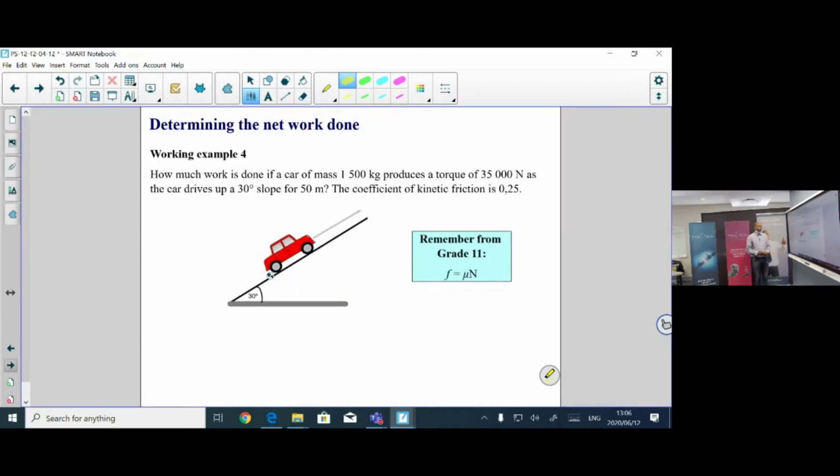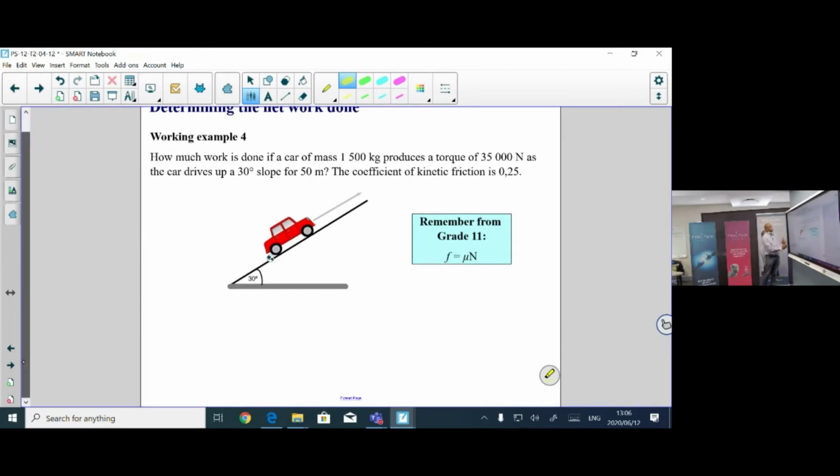Let us look at this example. How much work is done if a car of mass 1,500 kilograms produces a force of 35,000 newtons as the car drives up a 30-degree slope for 50 meters? The coefficient of kinetic friction is 0.25.